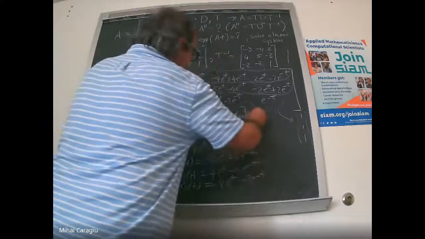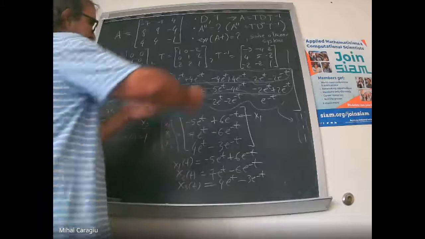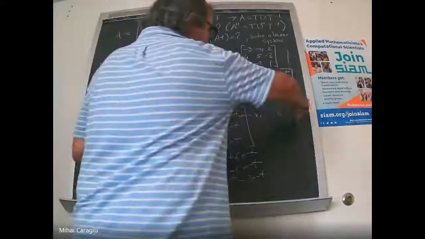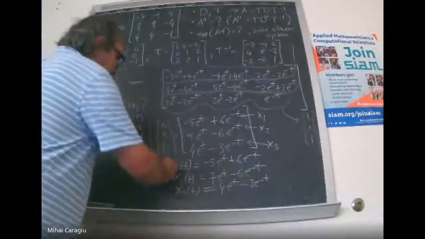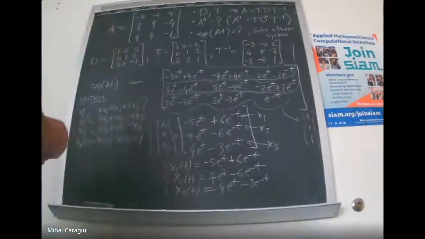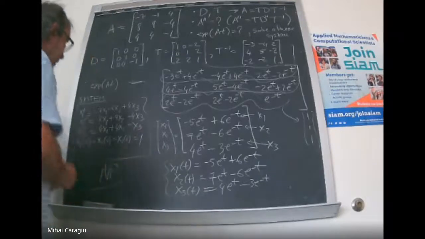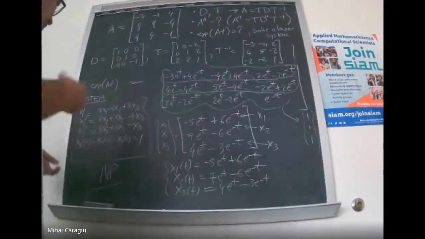In other words, x1 is the first component of this vector. This is the vector exponential of At multiplied by the vector of initial conditions, which is 1, 1, 1. That's x2 here, that's x3 here, which are again listed at the bottom. So this would be the solution of the initial value problem. That's an IVP in the form of a system of linear differential equations with constant coefficients and with given initial conditions.